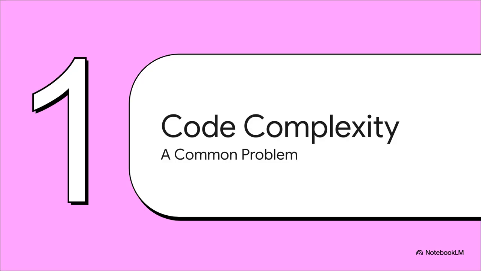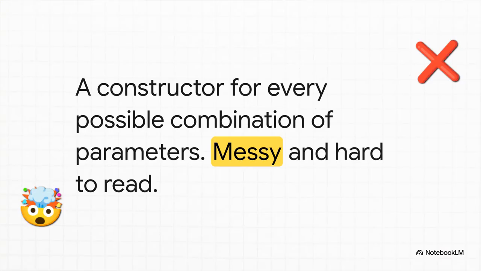So, to really appreciate just how brilliant these solutions are, let's first zoom in on a classic problem that I am almost certain you've run into before. Let's talk about a textbook example of a bad code structure, the telescoping constructor.